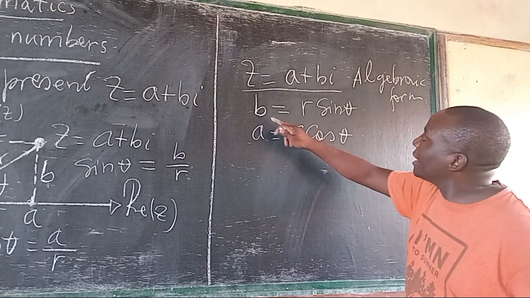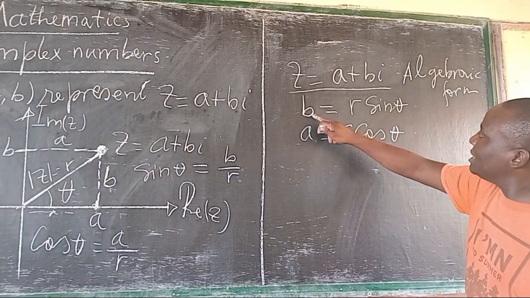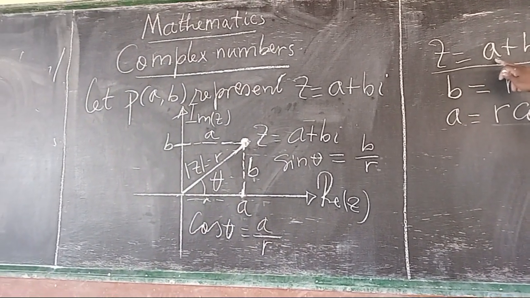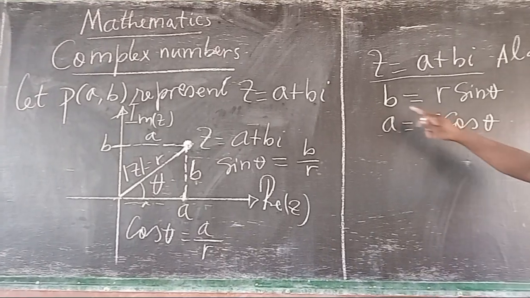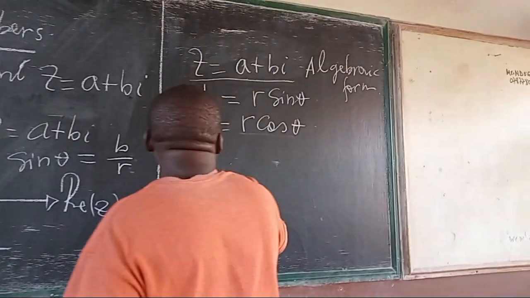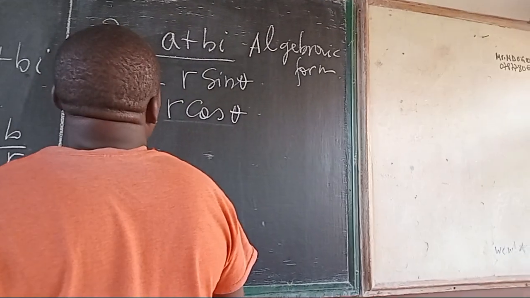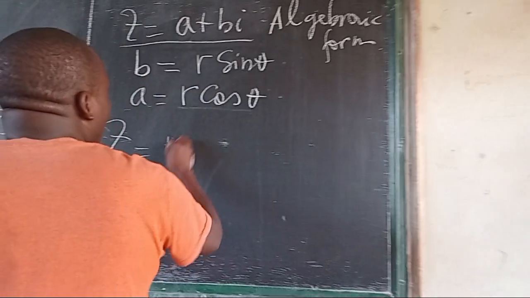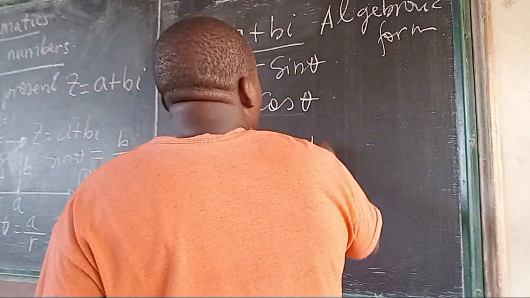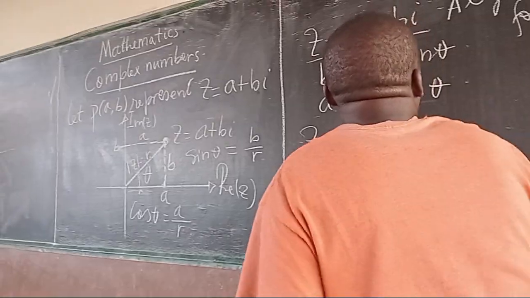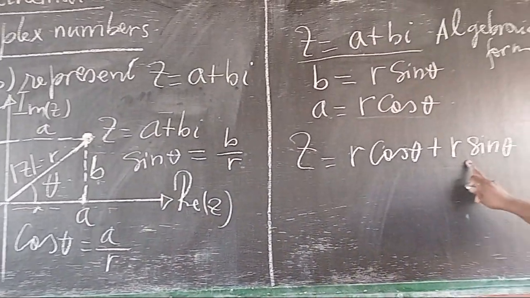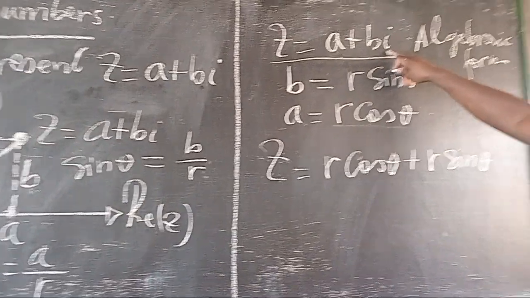I'm going to replace this real part with the corresponding value here. Real part equal to this one, and the imaginary part equal to this one. Then the complex number Z must be equal to how many? Real part, R cosine of an angle theta, then plus R sine of an angle theta as a B, but on B there is i.